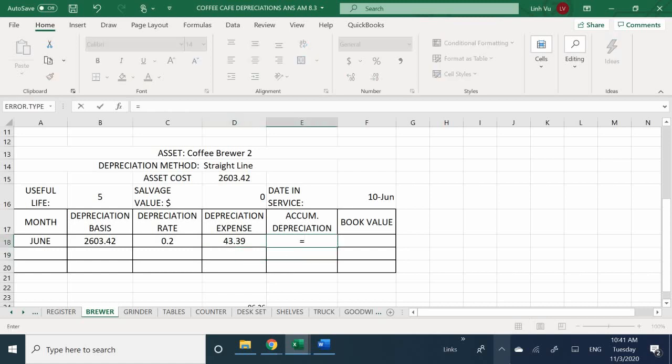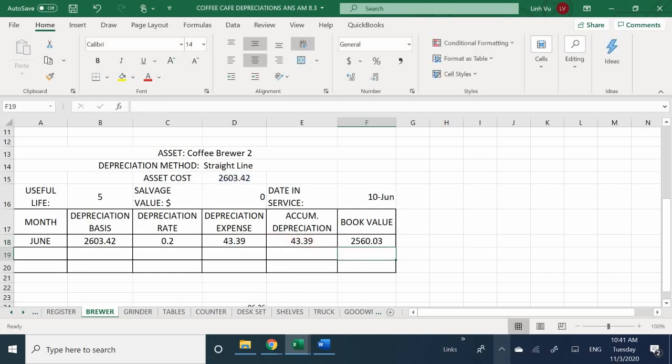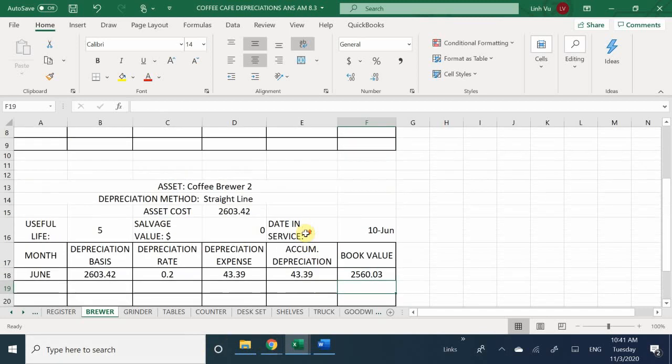Okay. So we know this is the first year. All right. So what is my book value going to be for the first year? 2560.03. 2560.03 is correct. Okay. So there's my coffee brewers. Okay, for the second one.